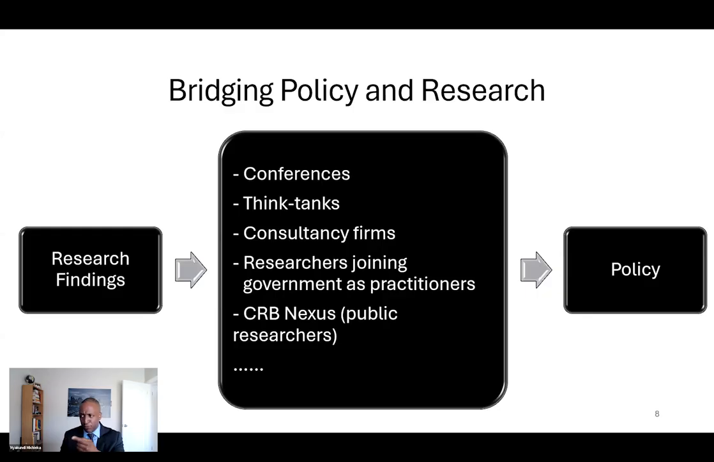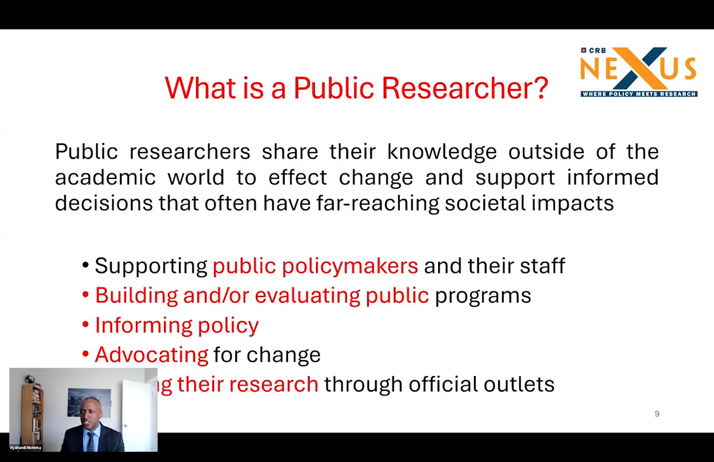I missed the third bullet point or the fourth one, but one solution on how to get these two entities working together is to have researchers lend or spend some of their time with policymakers and some of those institutions. So those are some of the ways in which you can have flow of conversation and flow of information across those two entities. So CRB Nexus now has public researchers. In fact, I'm going to focus on the red part at the bottom. They work with public policy makers, some really great work. They build and evaluate public policy programs, they inform policy, and they advocate for change. So this is what CRB Nexus does.